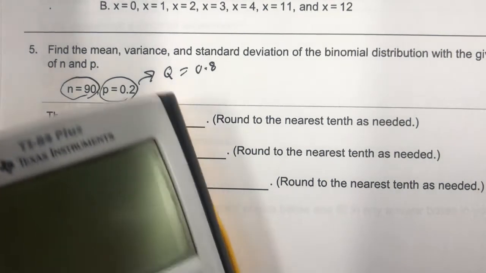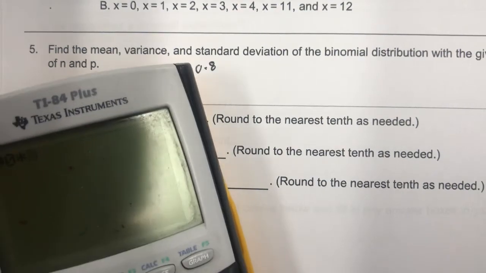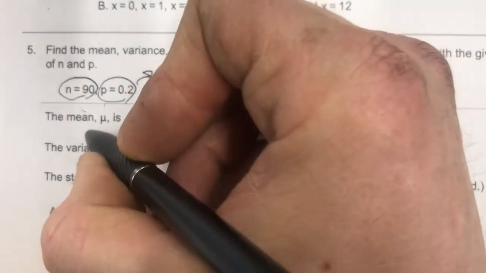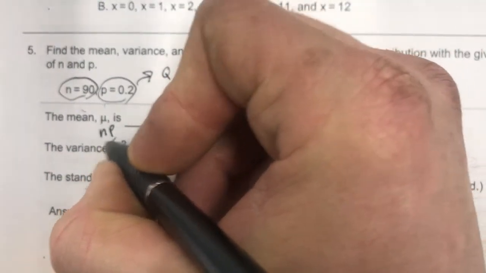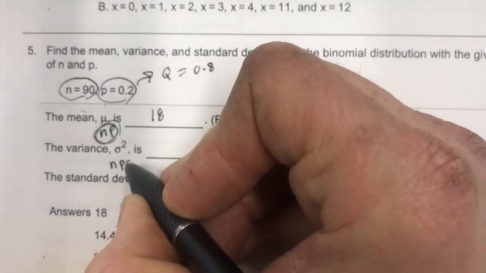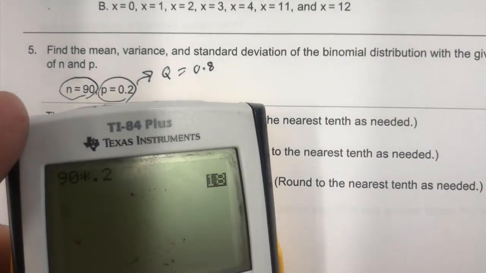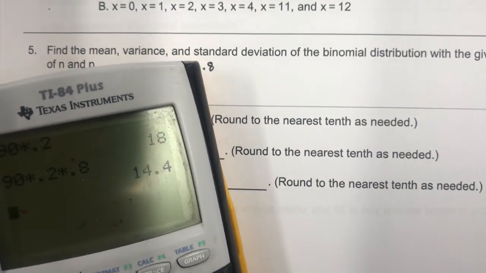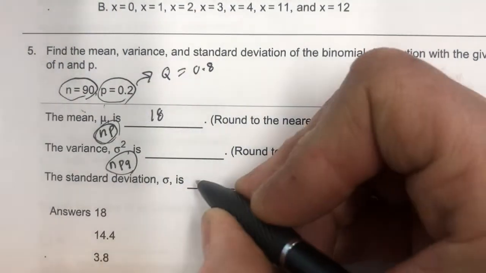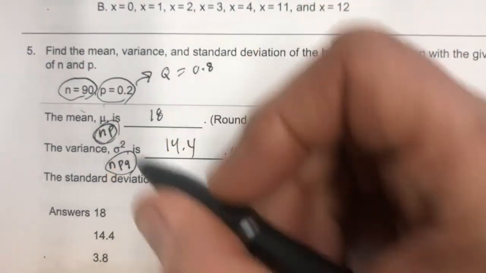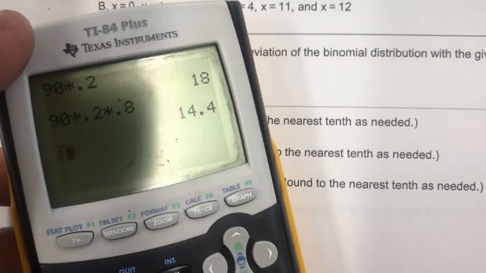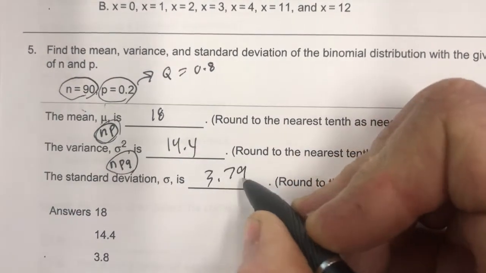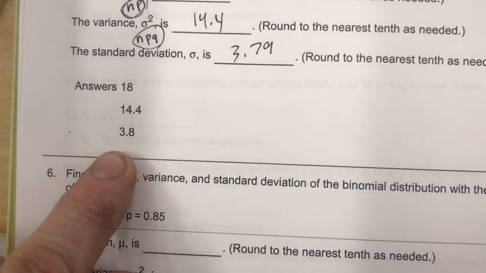Remember now, mu is n times p. The variance is n times p times q. So I'm going to do 90 times 0.2, which is 18, times 0.8. And there you go, 14.4. That's my variance. My standard deviation is going to be the square root of that answer, 3.79, which rounds to 3.8. So you see my answer is right here, 3.8.